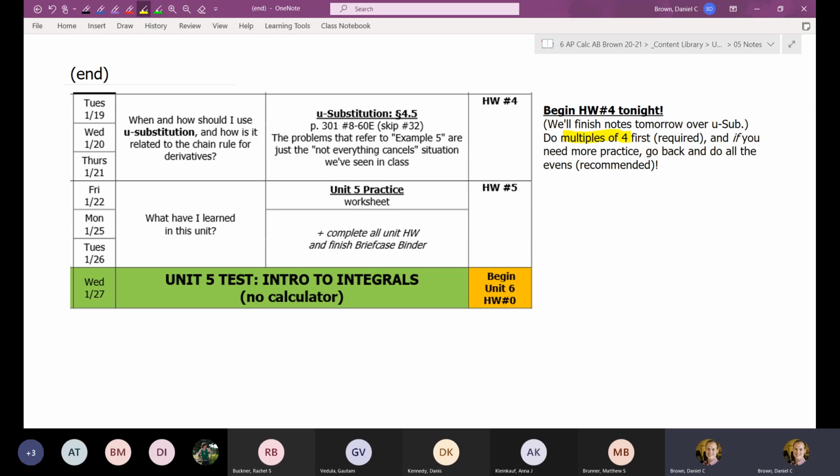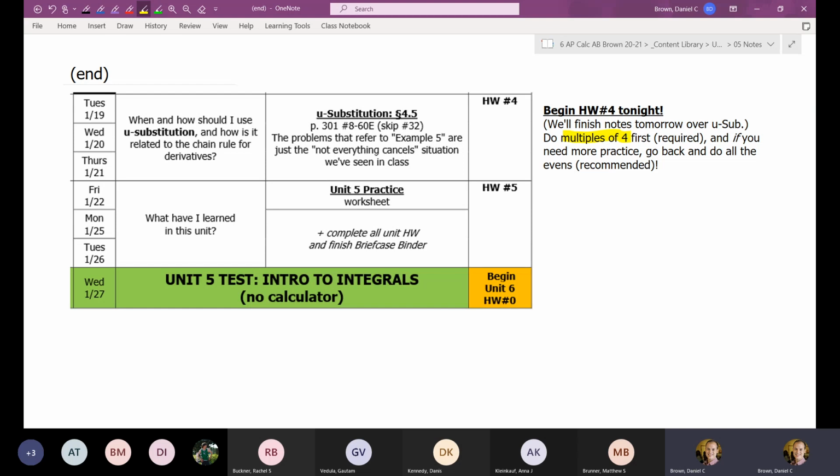If you had to look at the answer key a lot while working on it, or you got a lot of your answers wrong, then I'd probably go back and do all the evens instead of just the multiples of 4. You can't do all those right now. We still have to do a few more things, but that will at least let you get started. The first few problems on that homework are the simple u-sub ones that you can do pretty quickly. I want you to at least start that, so when we do the definite integral, it goes fairly smoothly.